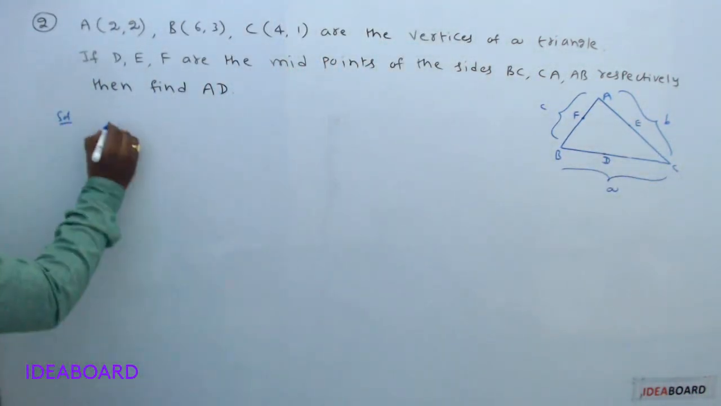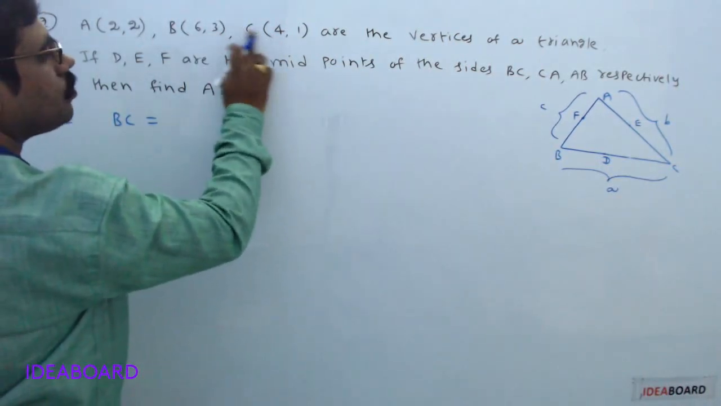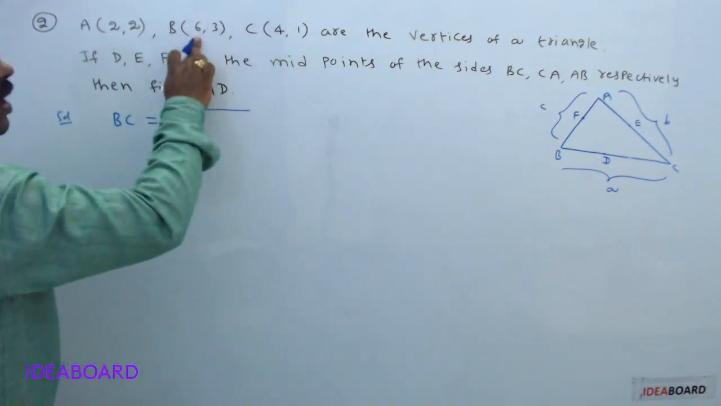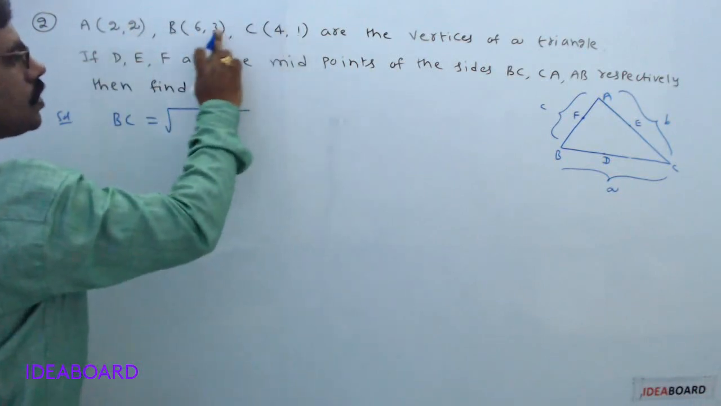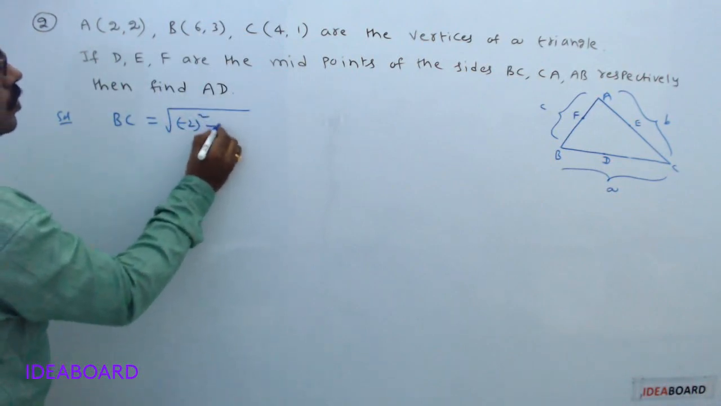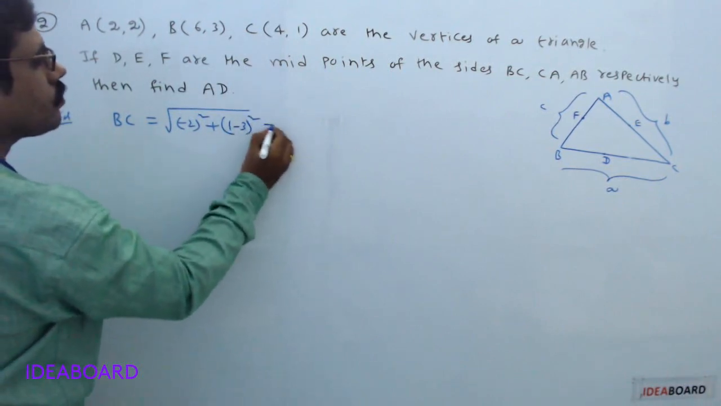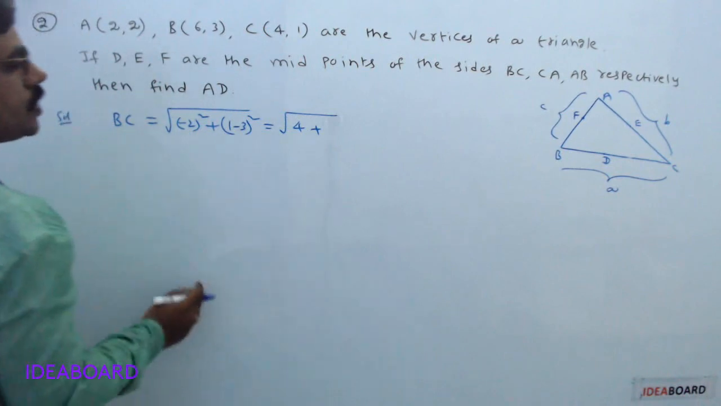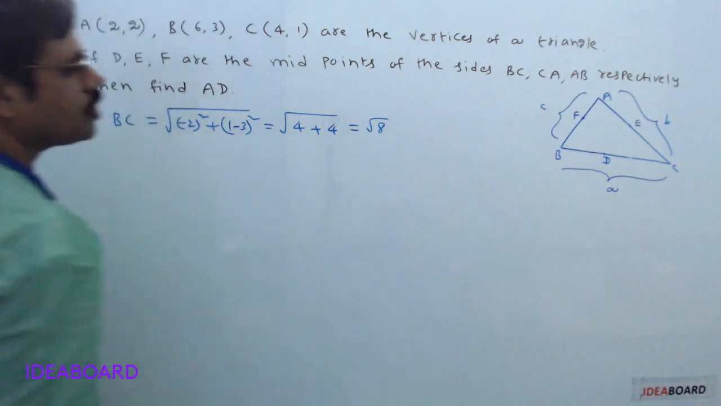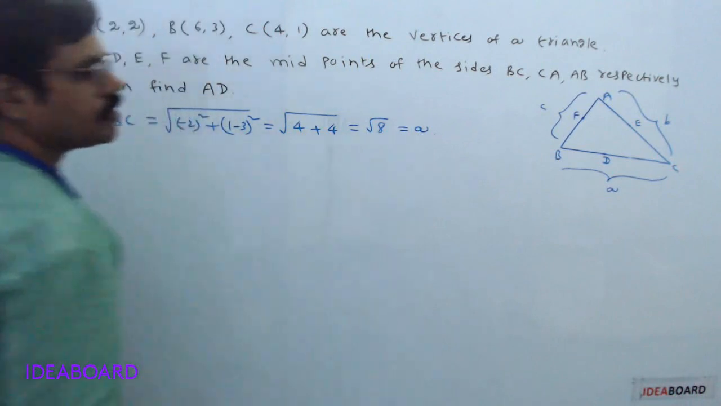Now first calculate BC length. So BC is equal to, apply the distance between 2 points formula on these 2 points. It is square root of (difference of x coordinates whole square plus difference of y coordinates whole square). It is (4 minus 6) whole square plus (1 minus 3) whole square. Now it is square root of 4 plus, it is also minus 2 whole square, 4. It will be root 8. Now denote this length BC as small a.